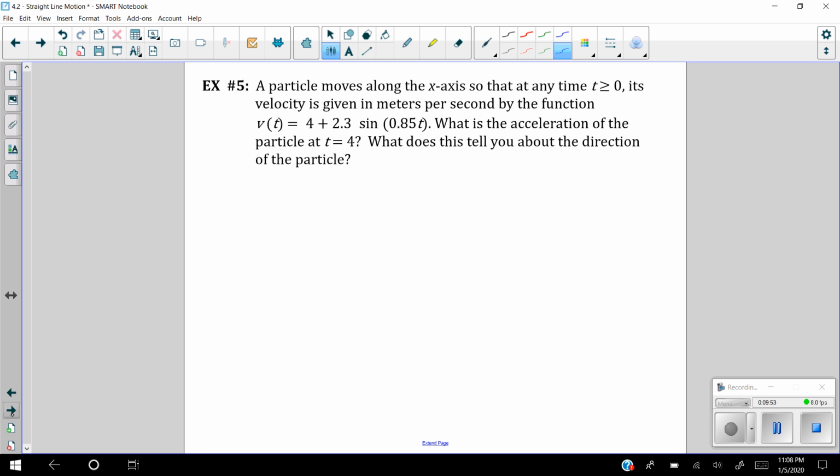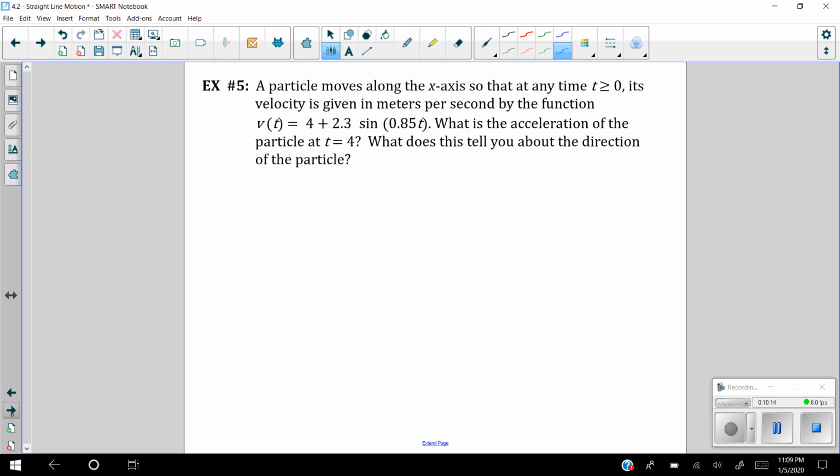All right, number 5. A particle moves along the x-axis so that at any time t greater than or equal to 0, its velocity is given in meters per second by the function v of t equals 4 plus 2.3 sine of 0.85t. What is the acceleration of the particle at t equals 4? What does this tell you about the direction of the particle?